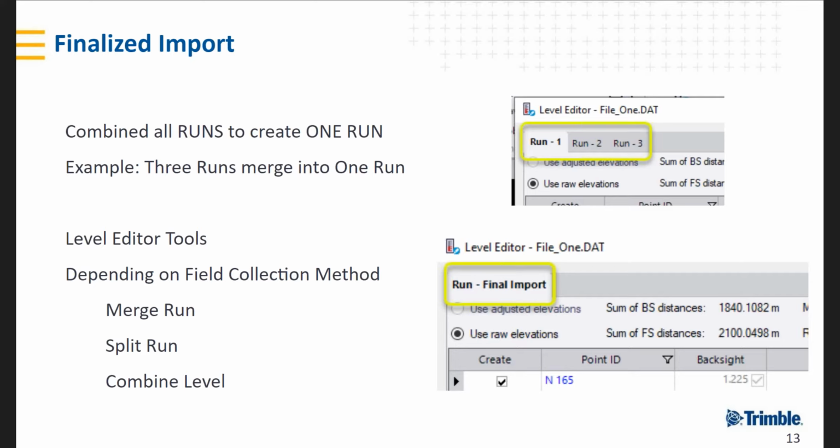But the goal here in the level editor is to create 1 file for the least squares adjustment. To get to the final import of 1 run, we use the tools in the level editor, and depending on what the field collection method was, you'll use merge run, split run, or combine level. So depending on what was decided in the field, we move into the level editor to create the final import for adjustment.